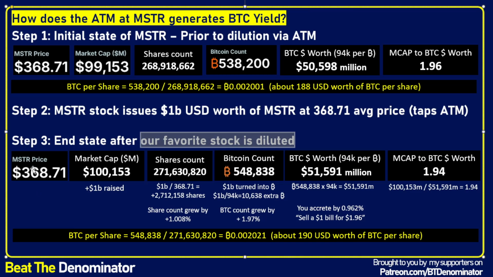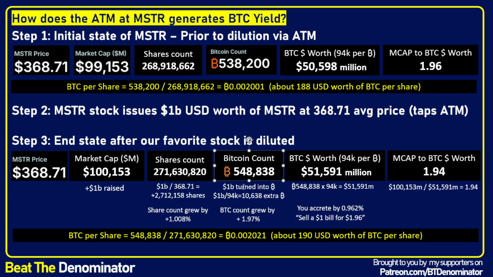Stock price is still the same because we're holding everything constant. The market cap, because we're holding everything constant, we're assuming the $1 billion worth of shares was issued at the price, 368, so that's $1 billion extra exactly. Then how many new shares is that? 1 billion divided by 368, that's 2.7 million new shares. The new share count is 271 million. Note that we've been diluted because the share count increased by 1%.